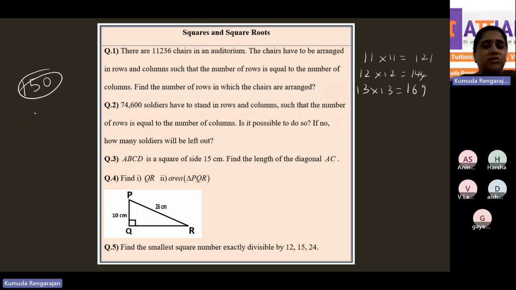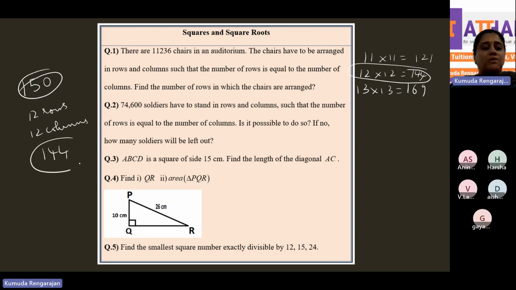But there are only 150 students. So you go with 12 12s are 144. So 12 rows, 12 columns. In 12 rows and 12 columns, 144 students will be accommodated. So 150 minus 144, 6 children will be left out. They will not form a part of the square.